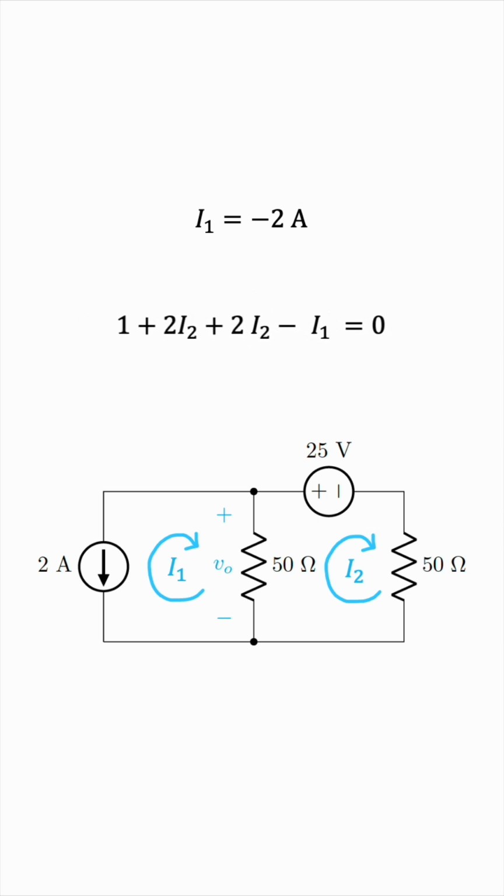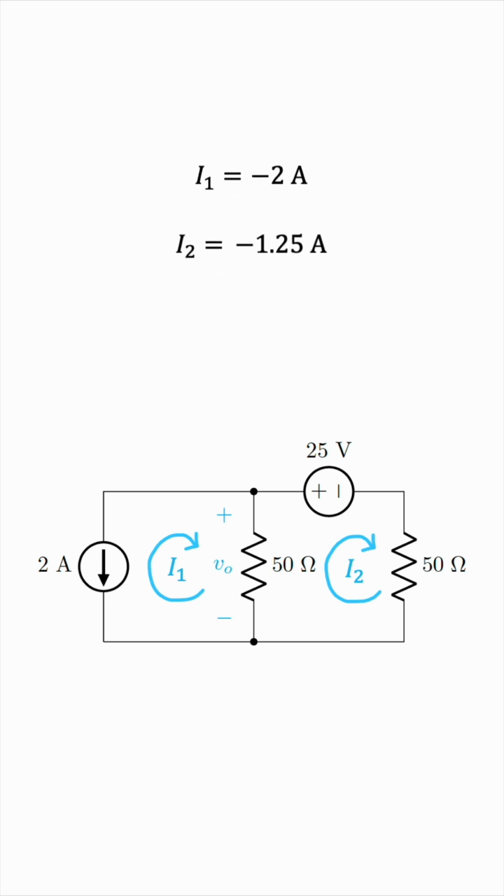We can expand, and then we can substitute I1 equals negative 2. So this gives us an equation to solve in I2 only. The result will be 2I2 plus 2I2 is equal to negative 5. So this gives us I2 equals negative 5 over 4, which is negative 1.25 amperes. So we have the two mesh currents now.